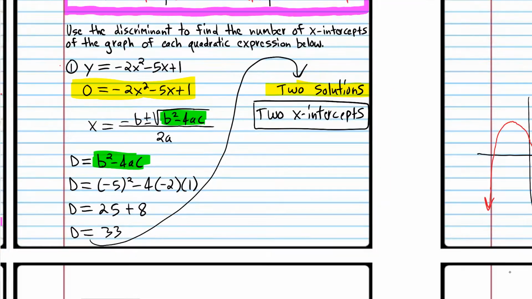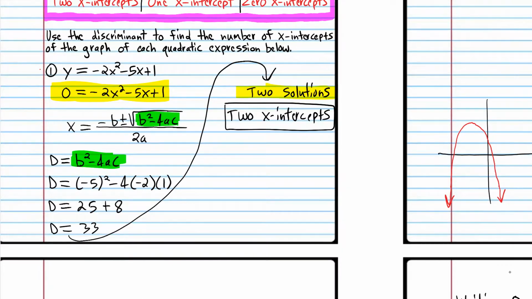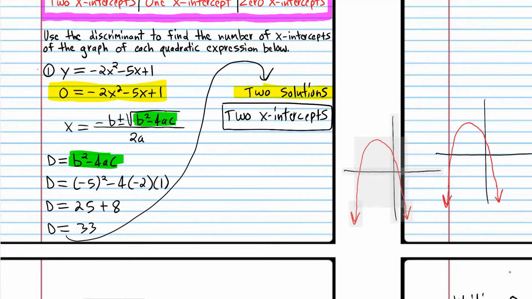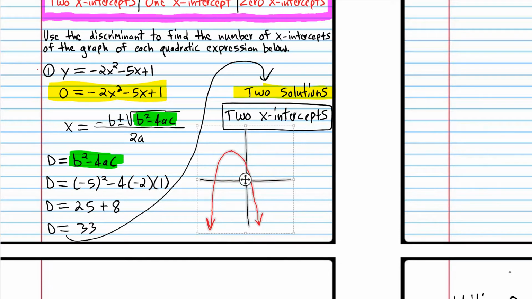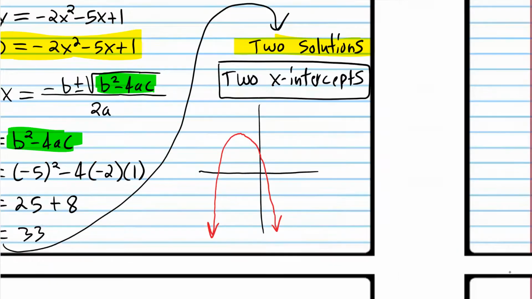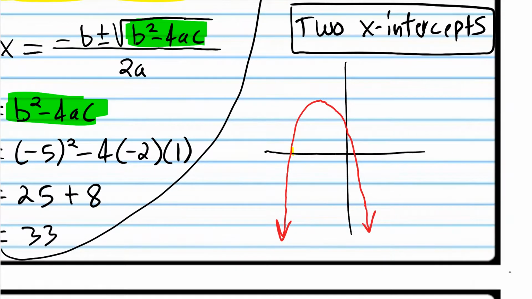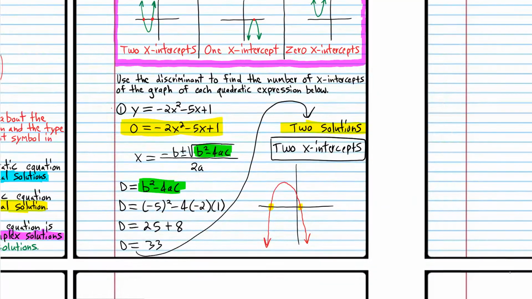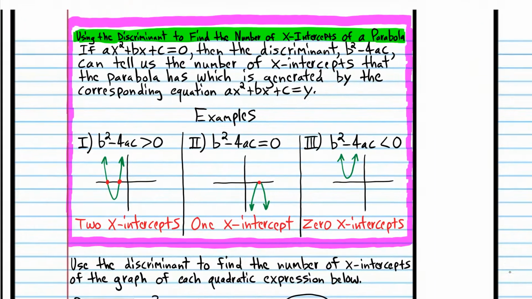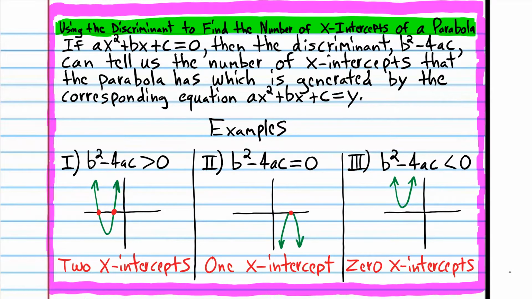So if you were to graph this equation, it would look something like this. You can see that there are 2 x-intercepts because the parabola is crossing the x-axis at two points there. Now, all this information is summarized here. If the discriminant in blue over here is positive, then you have 2 x-intercepts. And if it's equal to 0, then you have 1 x-intercept. And if it's negative, then you have no x-intercepts.